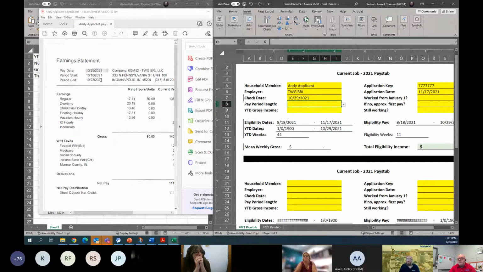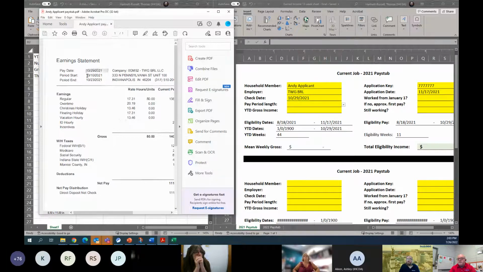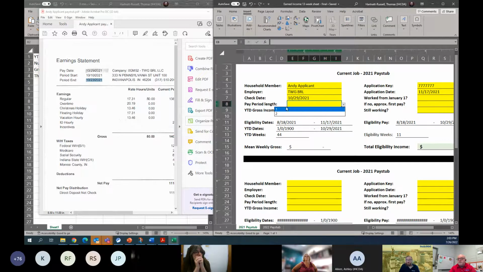Pay period length. So here we can see that the pay period started on 10/10, ended on 10/23. So we know that this is a 2-week pay period. This pay period length field is set up as a pull down, so you either do 1 week or 2 weeks. So I'm going to enter 2 weeks. At this point, it's telling me that there are 44 weeks. You can see that right here, 44 weeks represented on this pay stub.